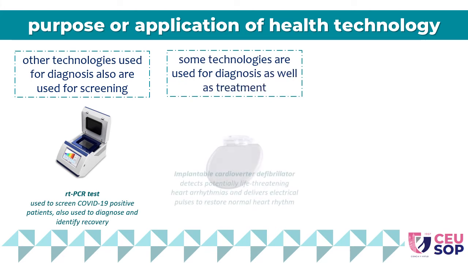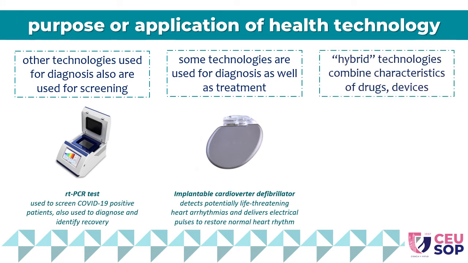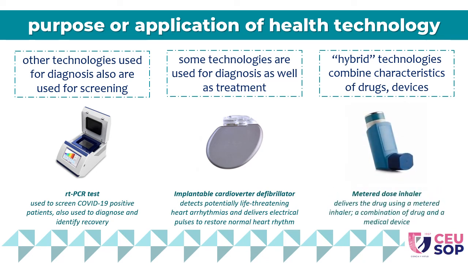An example is the implantable cardioverter defibrillator. It detects potentially life-threatening heart arrhythmias, and delivers electrical pulses to restore normal heart rhythm. Certain hybrid or combination technologies combine characteristics of drugs, devices, or other major categories of technology. An example is the metered dose inhaler. It delivers the drug using a metered inhaler, a combination of drug and a medical device.